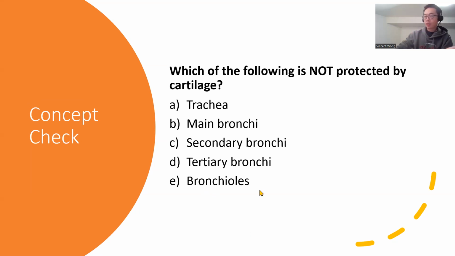It is the bronchioles. They're not protected by cartilage. They're so small, right? That's why they can collapse during an asthma attack.